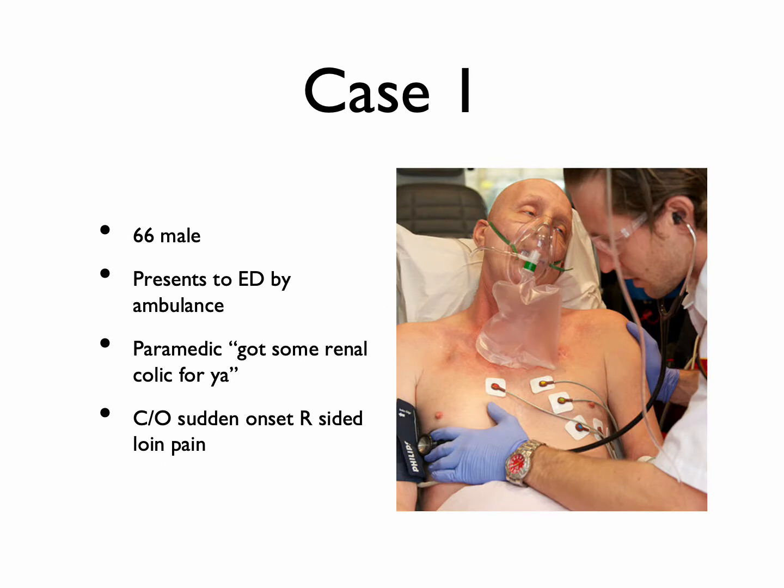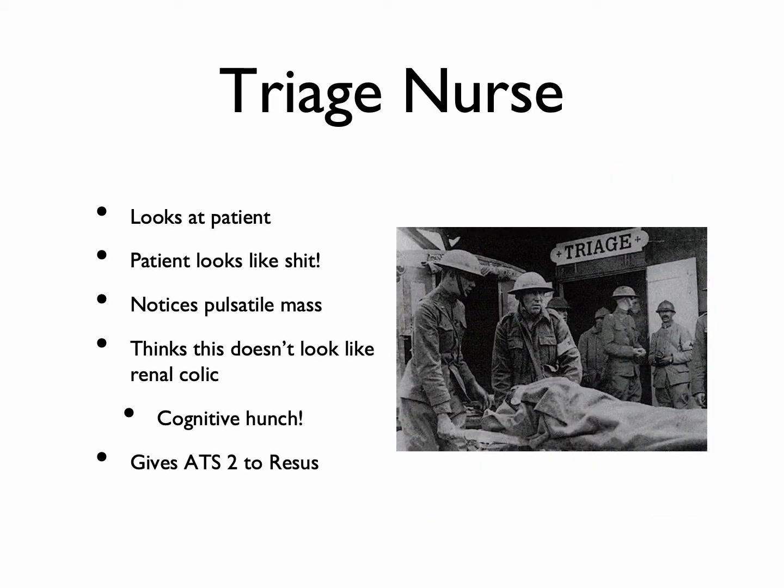So I'm going to move into some case studies now. Case number 1, this is a 66-year-old male that presents to ED by ambulance. The paramedic presents to triage and they tell you that they've got some renal colic for you. And they report that this 66-year-old male presents with sudden onset of right-sided loin pain. Okay. You're the triage nurse.